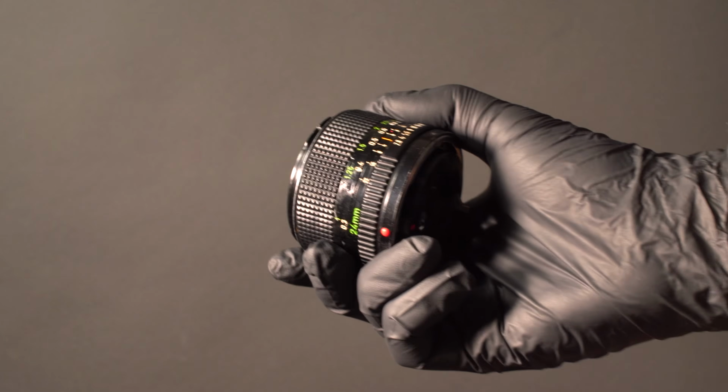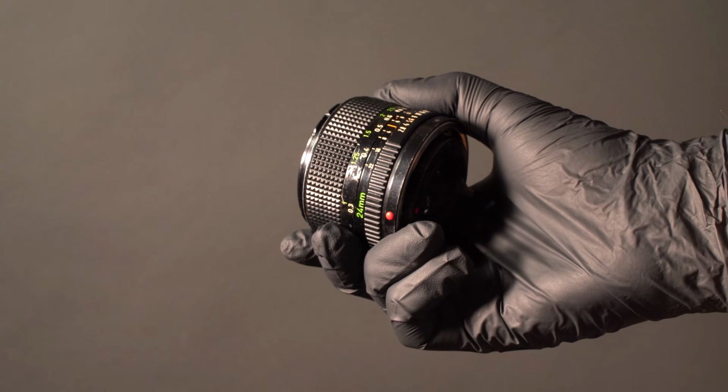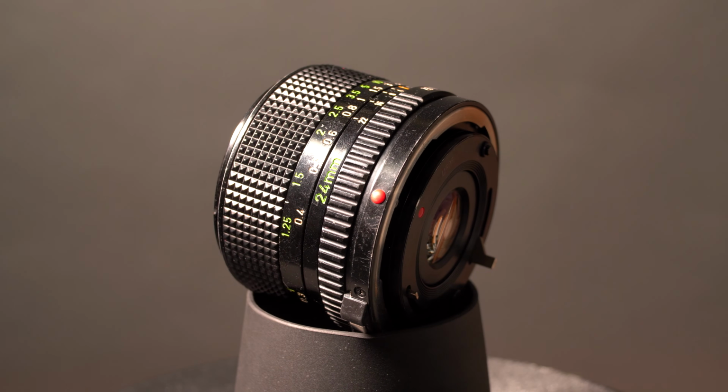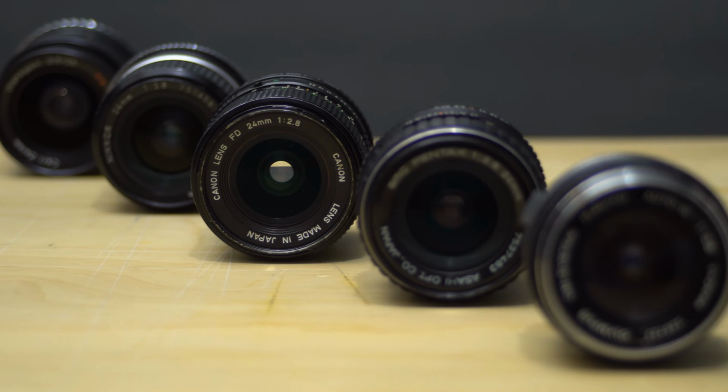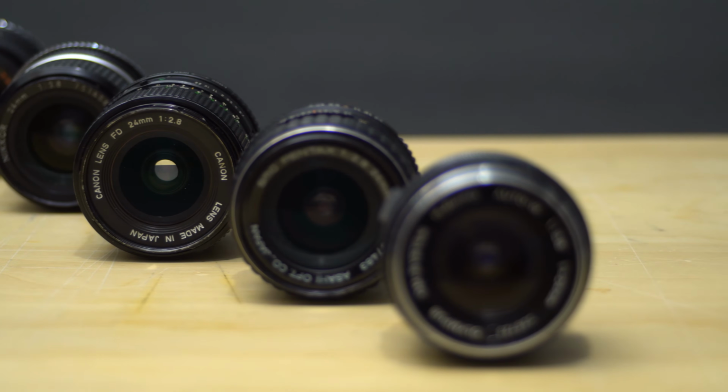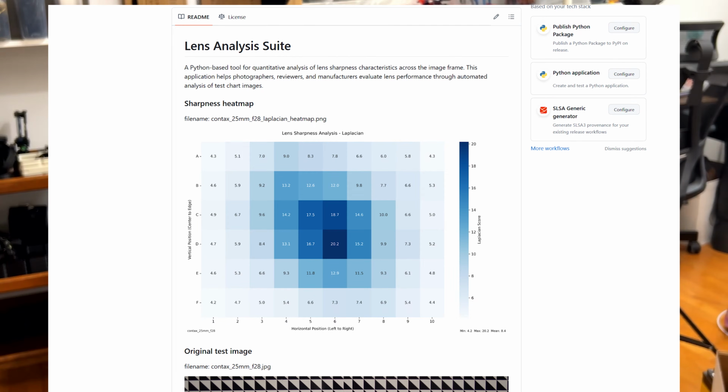Hello, my name is Evan Rogers, and today we're going to look at the Canon new FD 24mm f2.8 vintage camera lens. But we're not just going to look at it from the standpoints that most people look at them, which is analyzing the sharpness and looking at some sample images. We are going to do that, but we're going to do it with my new open source software, the Lens Analysis Suite. It's going to be super cool.